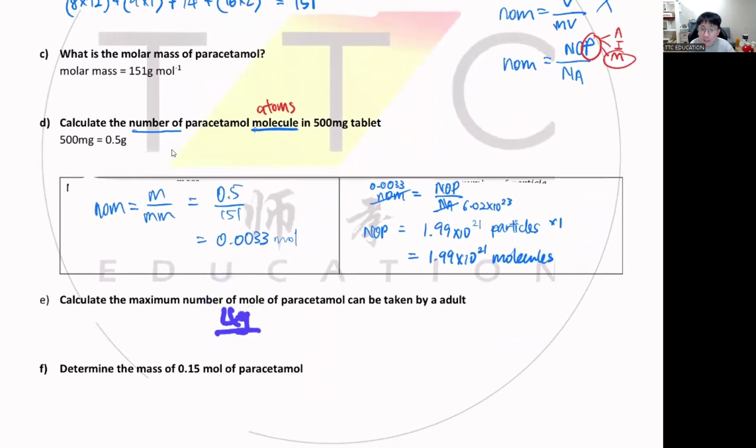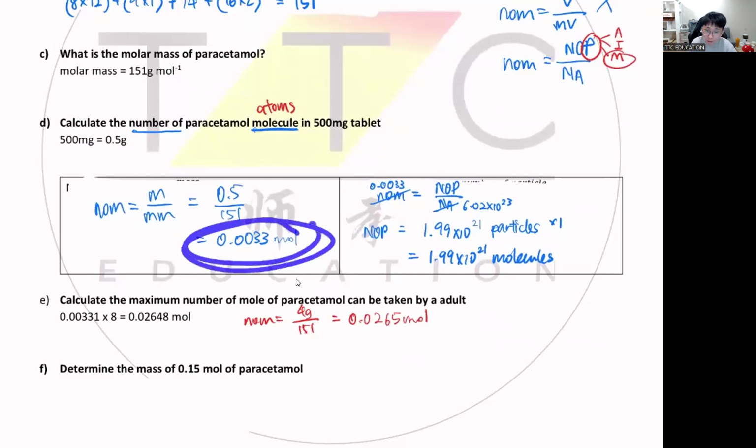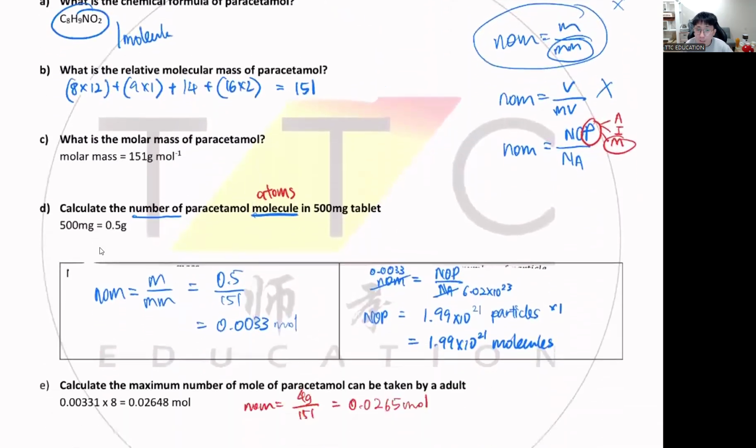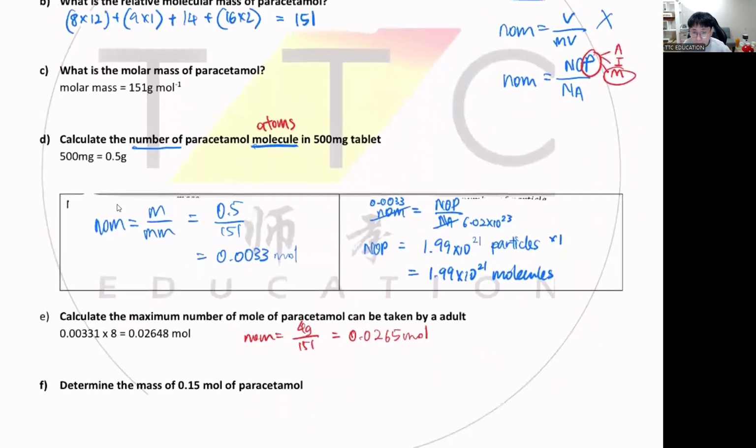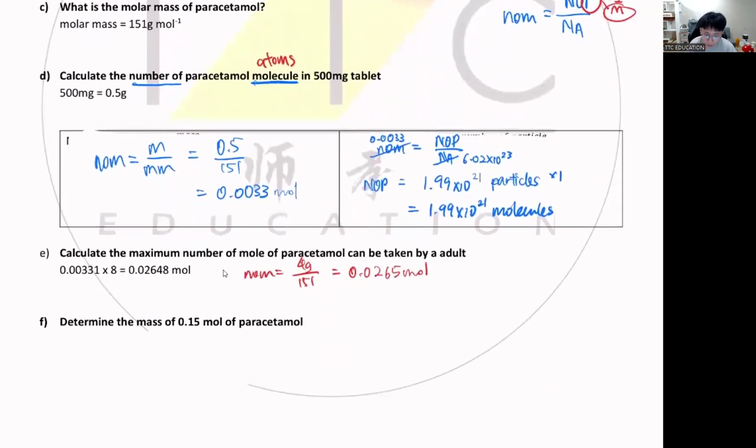Now, they want number of mole. So 4 gram divided by 151. Okay, so we can get something like this. You can do number of mole equals 4 gram over 151, you get the same answer. So 4 over 151, you're going to get 0.0265 mole. This way also can. Or you just straight away take the number of mole that you calculated and times 8, because it's 8 times based on the 0.5. Either way of this.